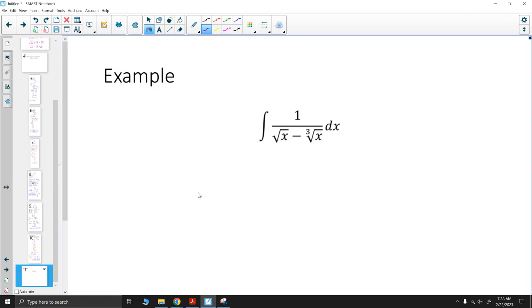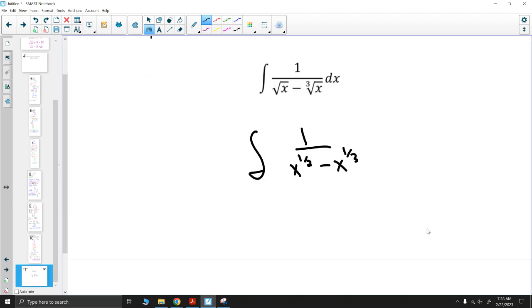All right, let's take a look at one more. If we have 1 over square root x minus cube root x, now we're trying to rationalize this. Let's think about this in terms of fractional exponents. This is 1 over x to the 1/2 minus x to the 1/3. What's the common denominator between these two things? That'd be a 1/6. So let's write them both that way: x to the 3/6 minus x to the 2/6.